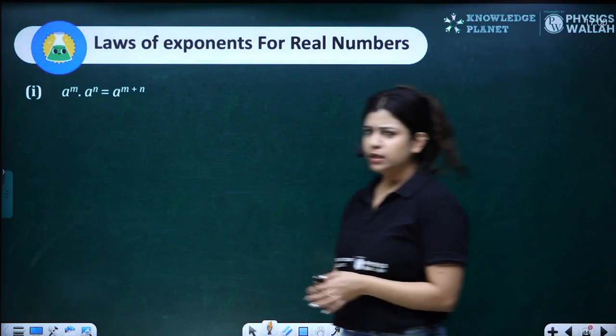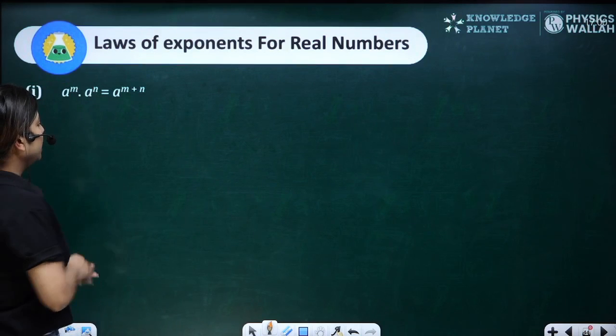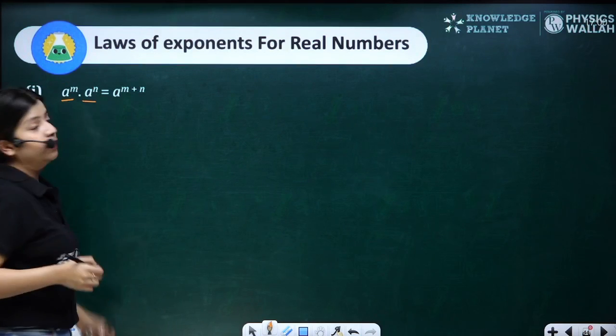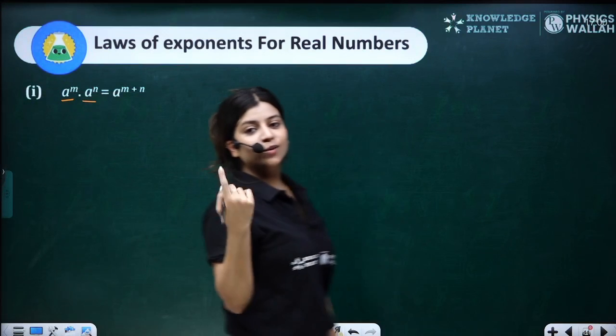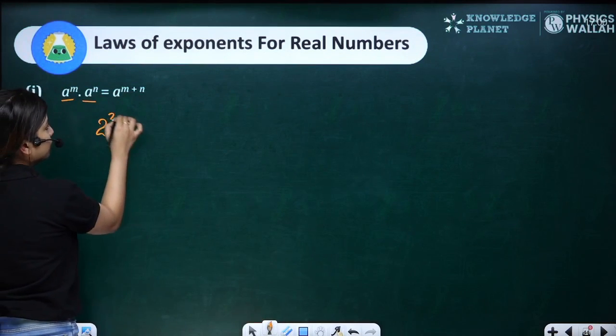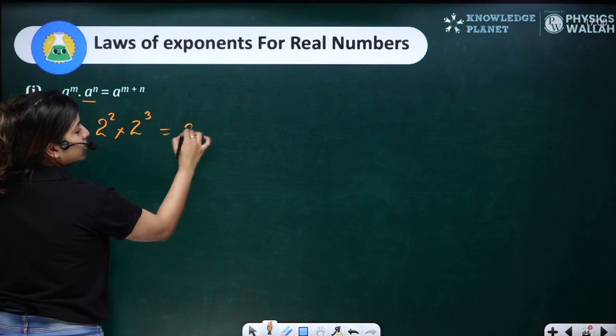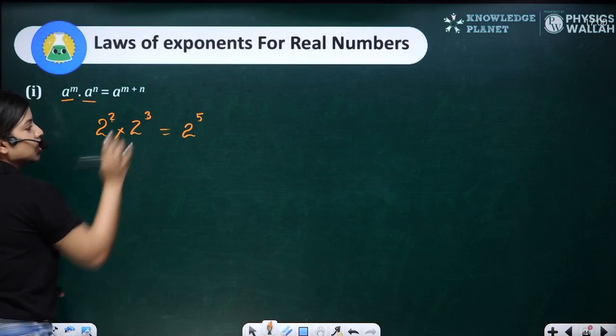Now laws of exponents is something that we have already done in our junior classes, that basically if we have a to the power m into a to the power n, this will give us a to the power m plus n. This means what? 2 to the power 2 into 2 to the power 3. Multiply. So we can write this as 2 to the power 5, that is 2 plus 3.